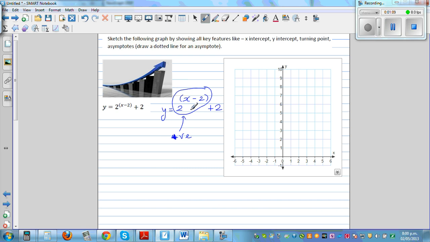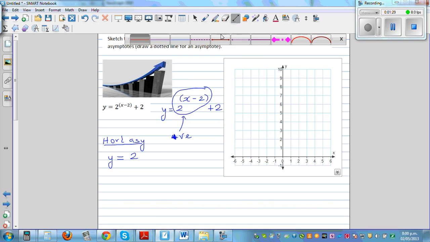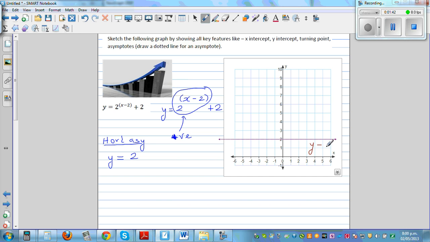So basically this should tell you your horizontal asymptote: your horizontal asymptote is y is equal to 2. In other words, your y value is never going to be less than 2. So you can draw an asymptote at y is equal to 2. I'll show this later on a calculator also. So this is y is equal to 2.